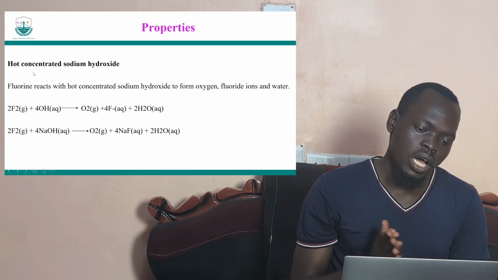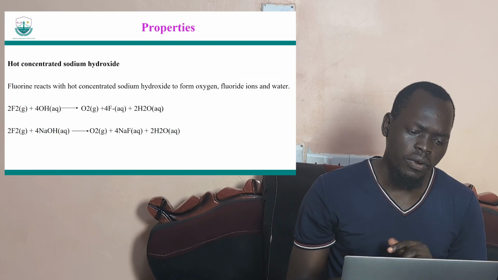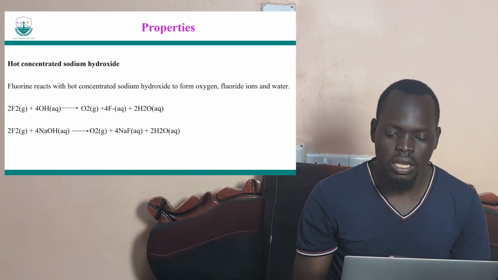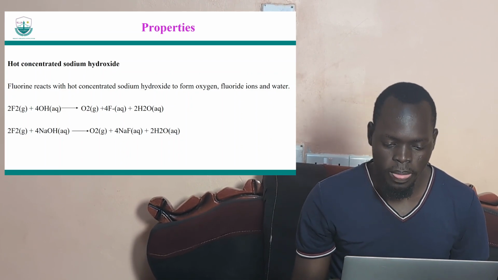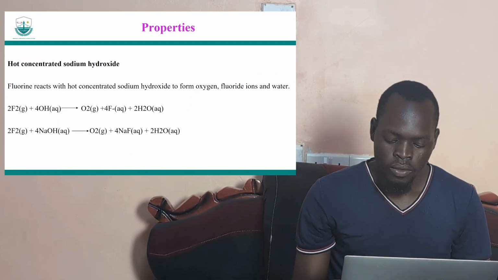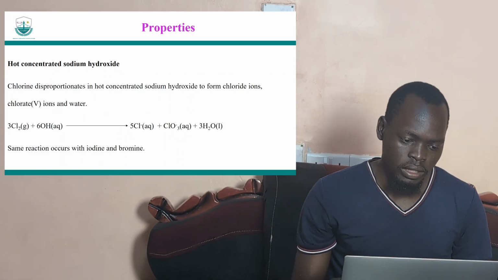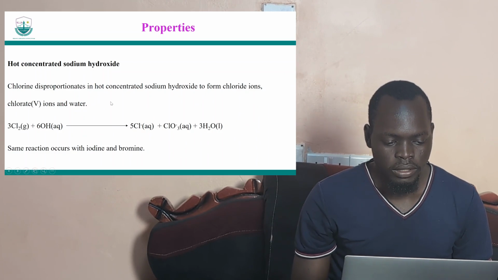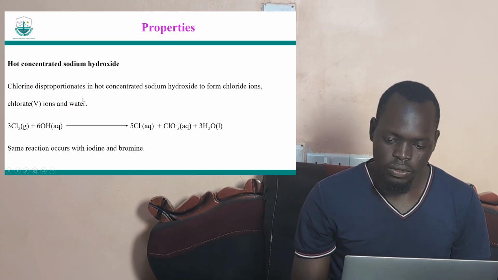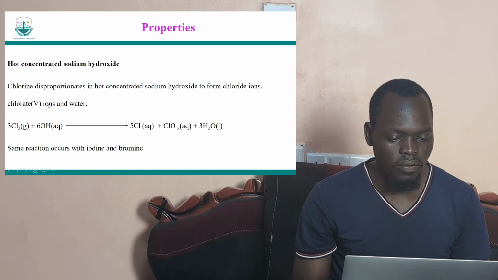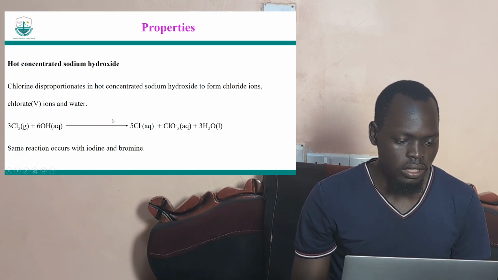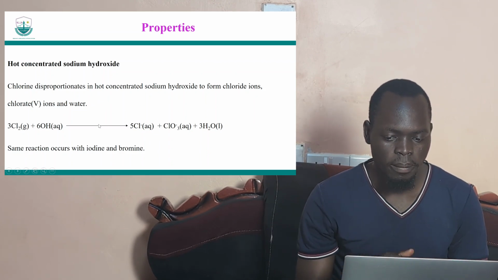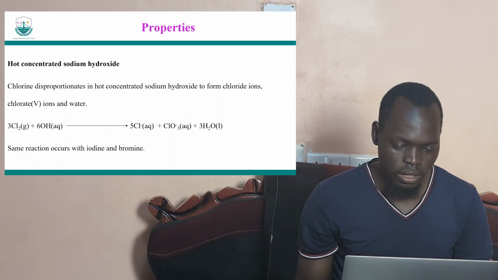However, in concentrated sodium hydroxide, chlorine reacts with hot concentrated hydroxide and forms oxygen, chloride ions and then water. In chlorine, this can result in the formation of chloride ions, chlorate(V) ions and water as its products due to the disproportionation reactions, just like the equation that we have talked about.